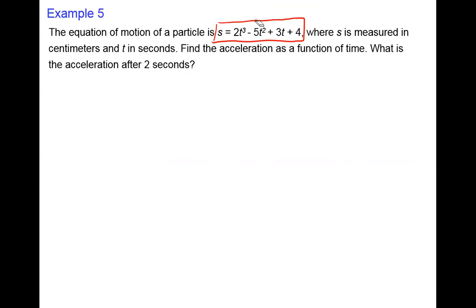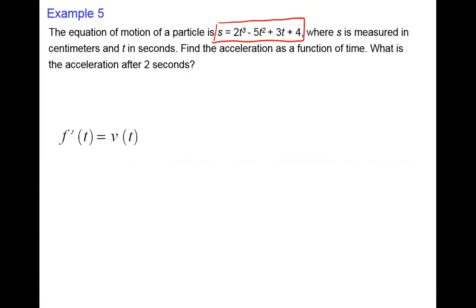That means what the question is asking. The equation of the motion of the particle is given as a third-degree polynomial, where s is measured in centimeters and t is time, seconds. Find the acceleration as a function of time. And what is the acceleration after t seconds? Or I would say exactly at t. Not t seconds, 2 seconds. After 2 seconds. Okay, that means exactly at 2 seconds.